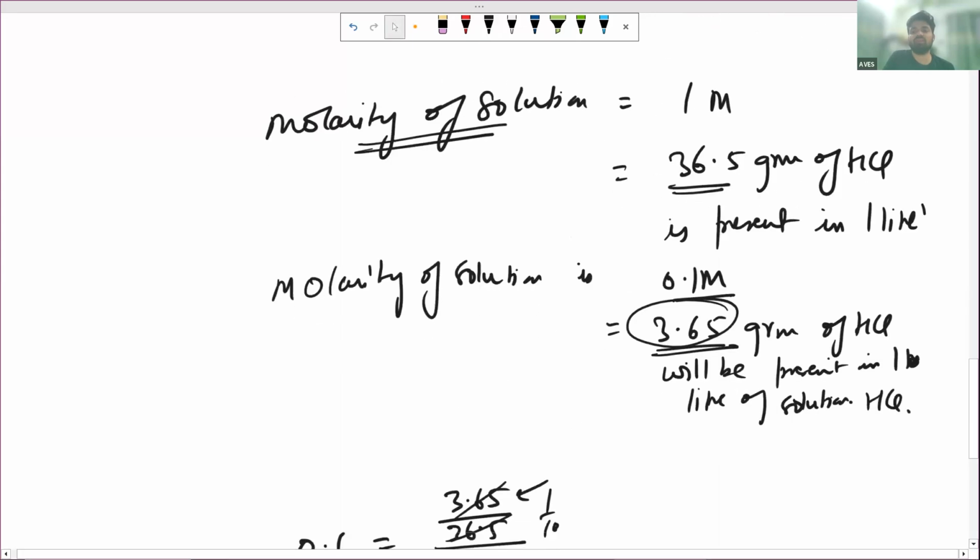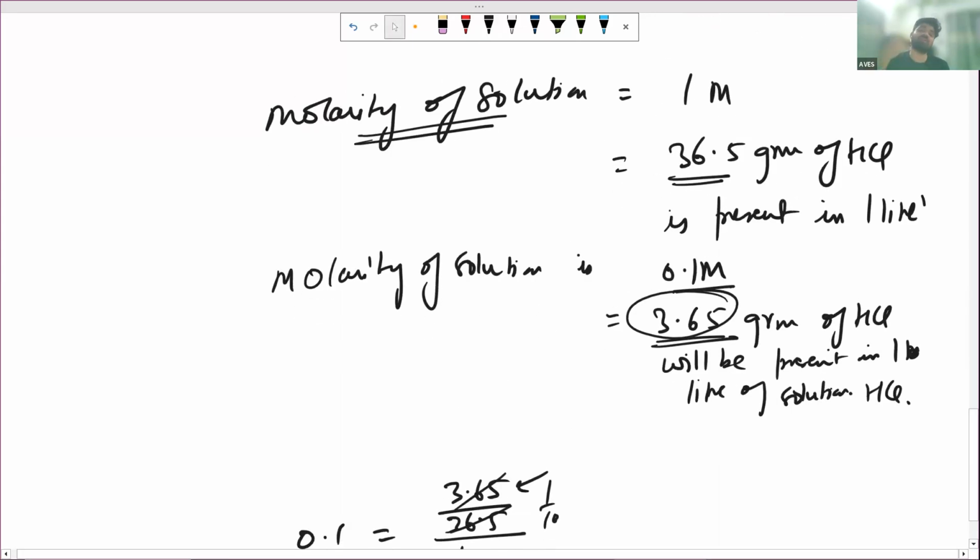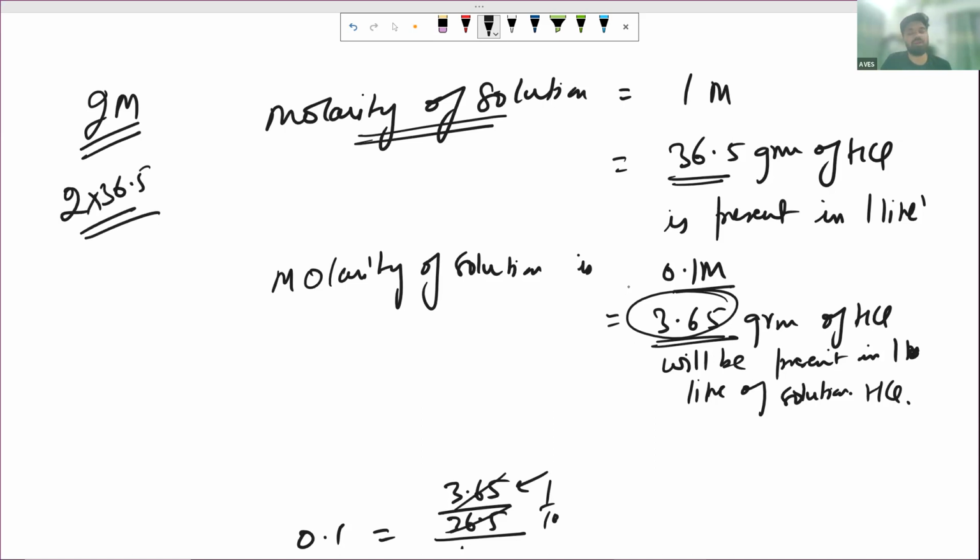What I'm saying, you need to concentrate on the concept. If the concept is clear, then everything is clear. So 0.1 molar HCl solution means that 3.65 gram of HCl is present in 1 liter of solution. If I'm saying 1 M solution, it means 1 mole of HCl, which weighs 36.5. If the molarity is 2 M, it means 2 moles of HCl are present in 1 liter of solution, so the amount of HCl will be 2 into 36.5. Are you getting my point? Yes, sir. Okay.